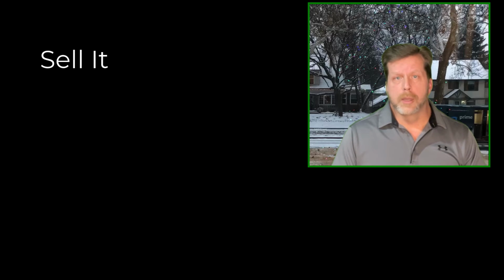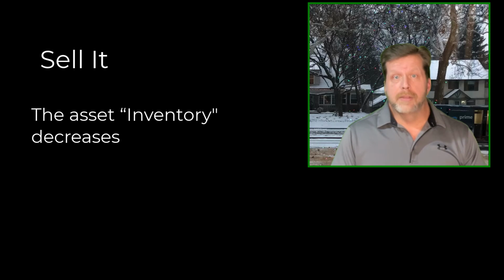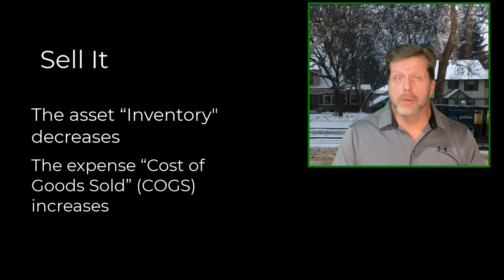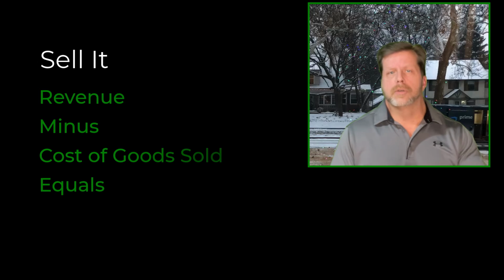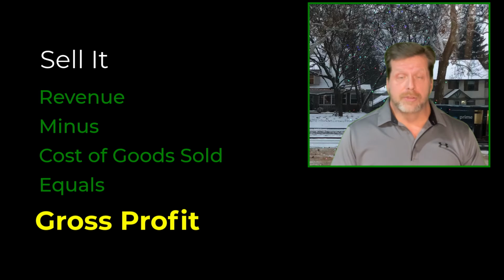When you sell inventory, the inventory balance decreases, and this is on the balance sheet as an asset. And as the inventory balance decreases, the cost of goods sold increases. This shows up on the income statement and is a negative item right below revenue. Selling inventory and generating revenue go hand in hand. So when you put this revenue together with the cost of goods sold, you end up with gross profit. And that is the goal.